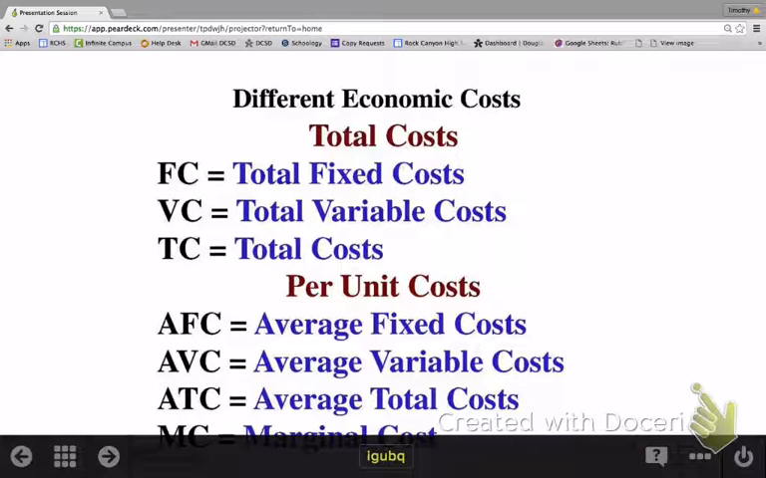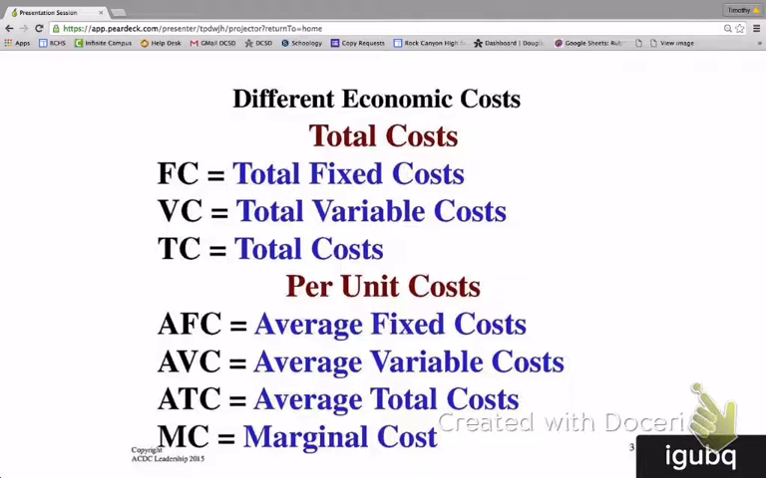Now we're going to look at some of the types of costs that we're going to be focusing on. And each of these is going to be explained throughout the module. I'm just introducing them here. When it comes to total costs, we're going to look at total fixed costs, total variable costs, and total costs. And you can see those listed here along with their common abbreviations.